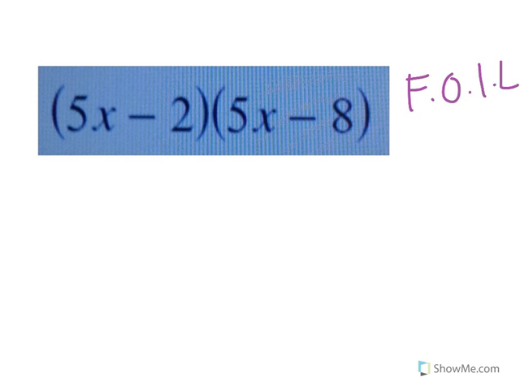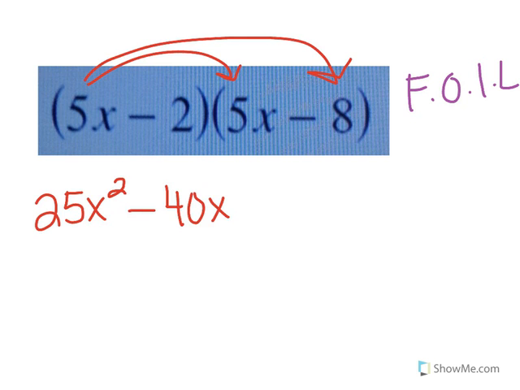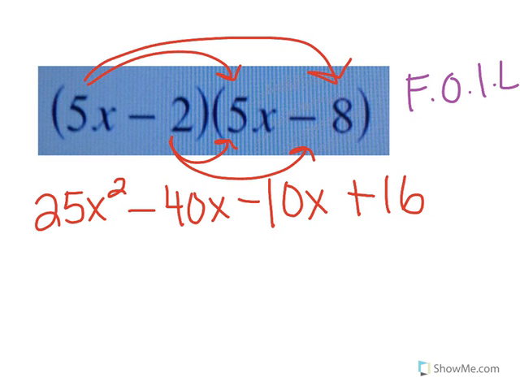Here's another quick example using FOIL, but notice how there's two negatives, like negative 2 and negative 8. So real quick, first, 25x squared, outside, negative 40x, inside, and last. Notice how that's positive 16, because negative 2 times a negative 8 gives you positive 16.